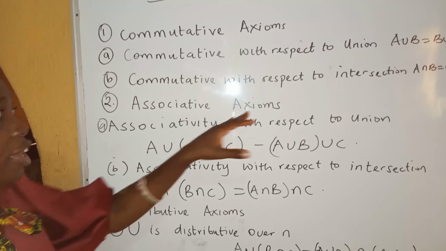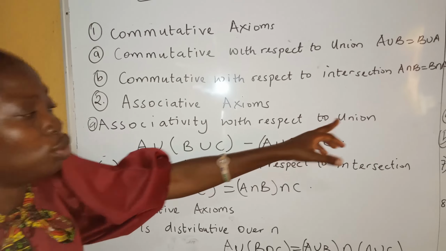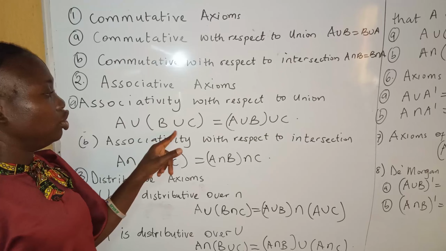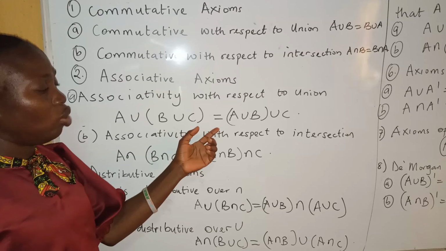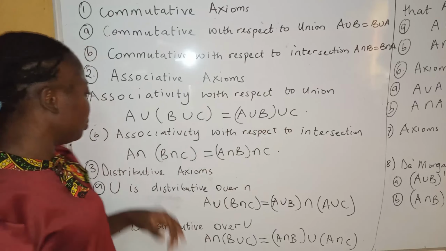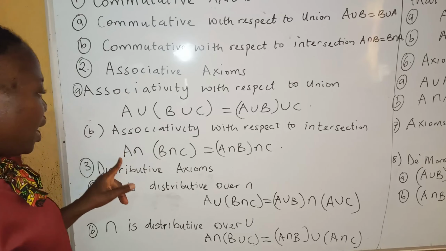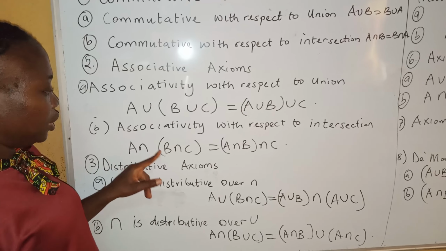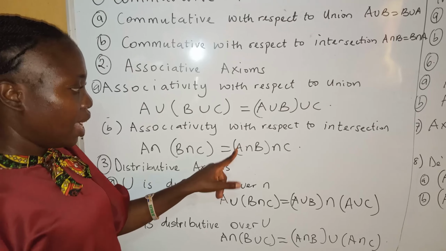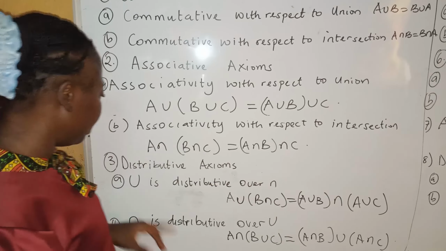The associative axioms. Associativity with respect to union: A union (B union C) is equal to (A union B) union C. Associativity with respect to intersection: A intersection (B intersection C) is equal to (A intersection B) intersection C.